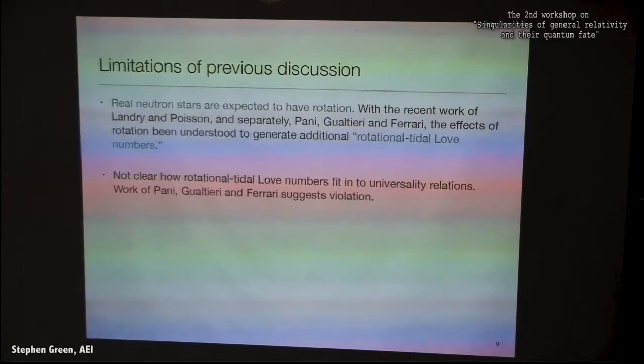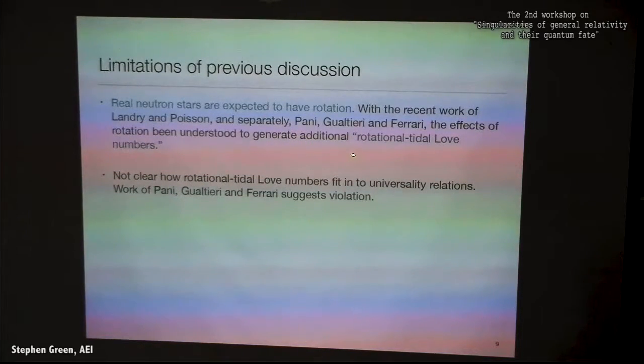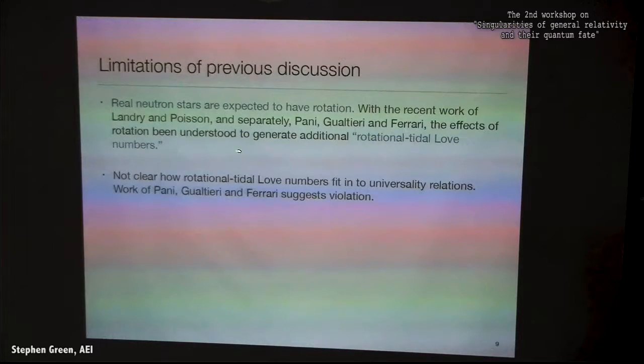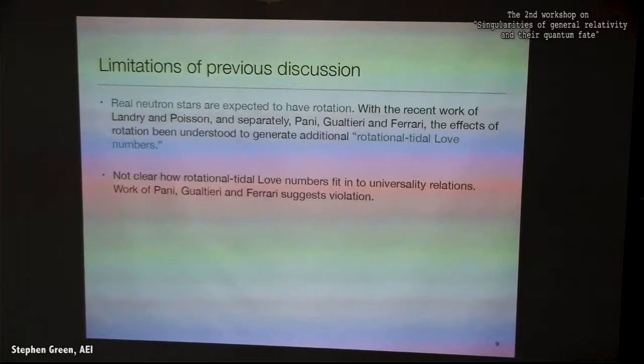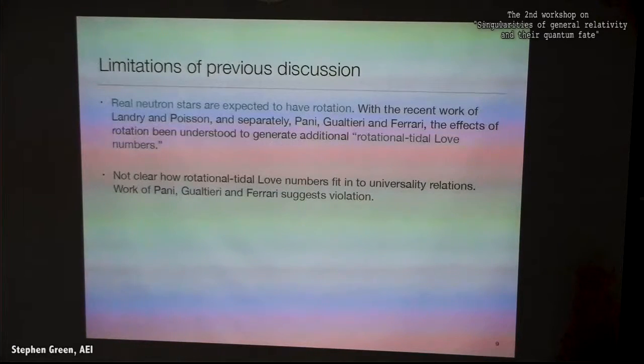Now, that previous discussion is somewhat limited because real neutron stars are expected to have rotation, and that's not taken into account. There's a whole series of papers by Landry and Poisson, and also Pani, Gualtieri, and Ferrari, where they've tried to incorporate this rotation into these models. What they find is that when you have spinning neutron stars and you have tides, then you have a whole set of additional rotational-tidal love numbers that say how the coupled spin and tide induces another deformation of the star. And that's something else that you can try to measure.